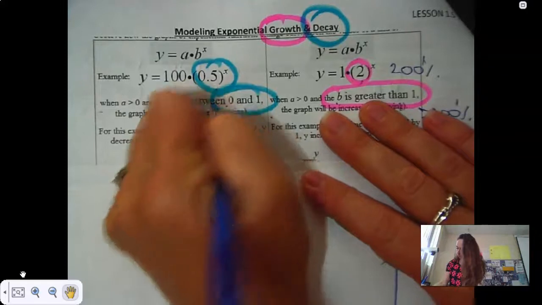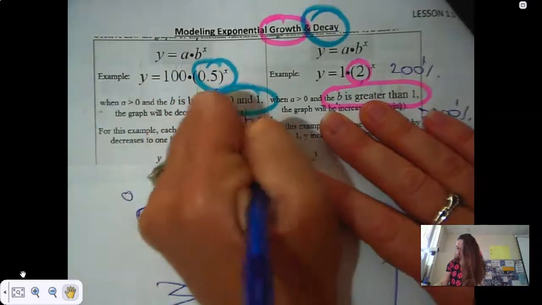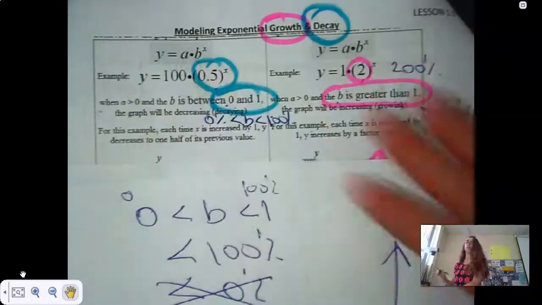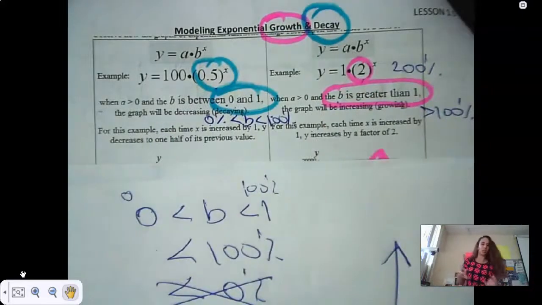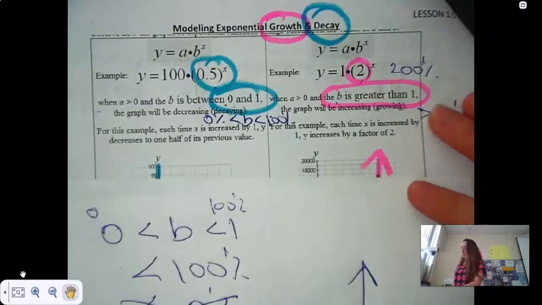So you're between 0% and 100%. There is no negative percent. I either exist or I don't. There's either a lot of me or a little of me, but I don't have negative, okay? Now, I could have negative money because I owe somebody money, but that isn't exponential growth or decay. That's different. So now let's use an example.